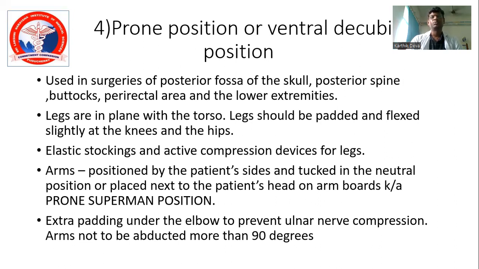Arms should be positioned at the patient's side and tucked in the neutral position, or placed next to the patient's head on the arm boards. That position is called the prone Superman position. Extra padding under the elbow to prevent ulnar compression. Arms not to be abducted more than 90 degrees.